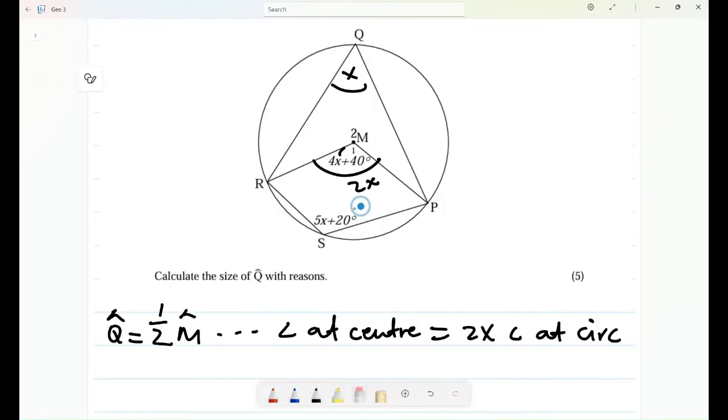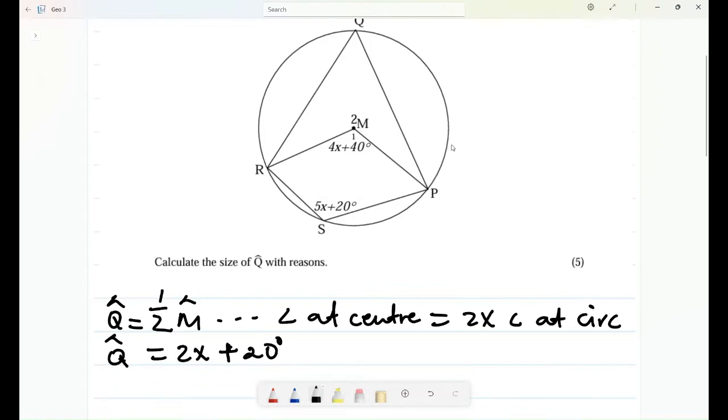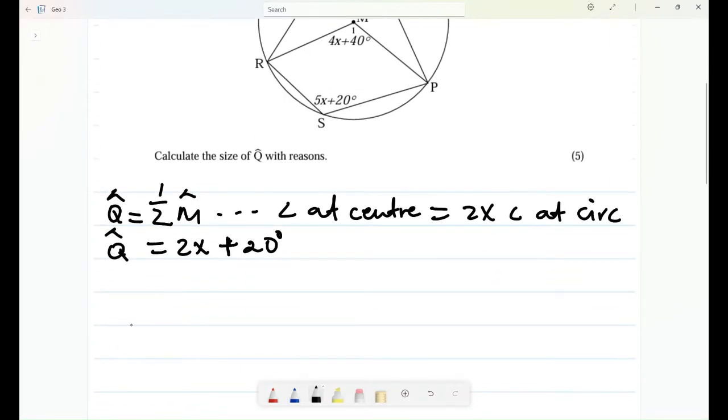Then now, if that's the case, it means my angle Q in terms of angle M is going to be half, which is half of 4x, it is 2x. We agree? Half of 4x is 2x plus half of 40 degrees, it is 20 degrees. All right? Now let's find another angle that relates to Q.